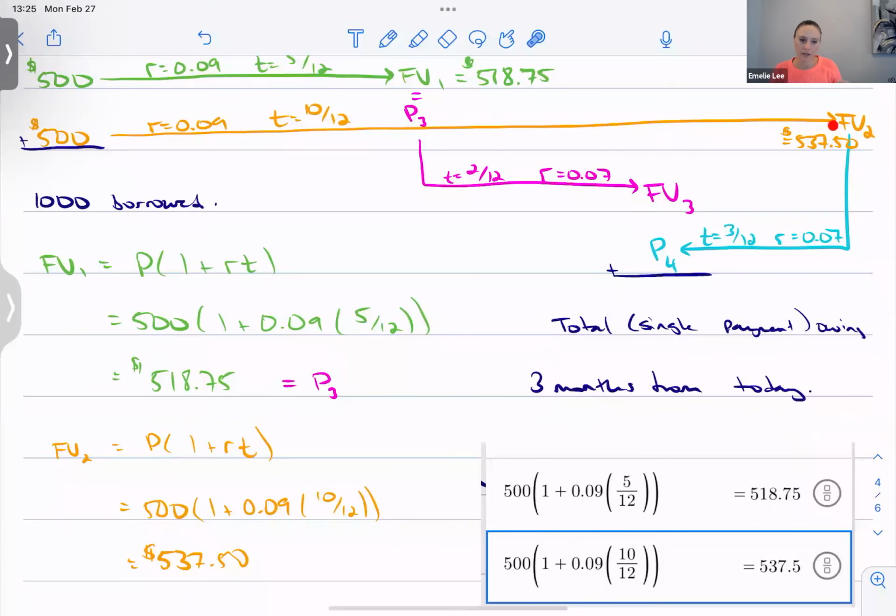Same idea, right? She was going to have to pay back $537.50, but now she's paying it back early, but the rate has changed, right? So she's not going to be discounted as much as before. And so now she does get a discount, but not as much because the rate is lower, right? And so now we can find P4.